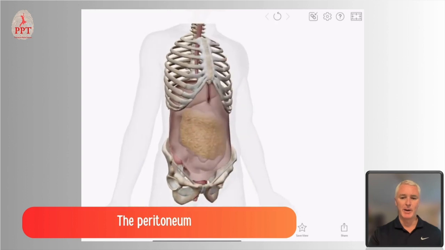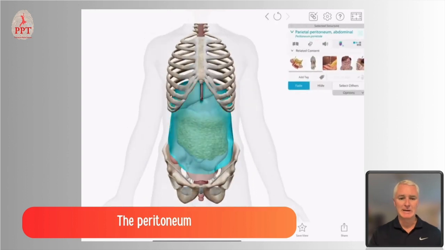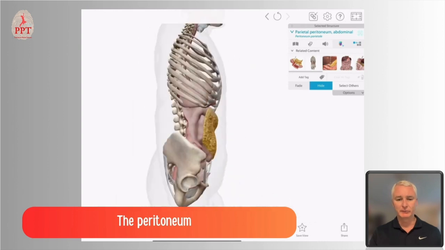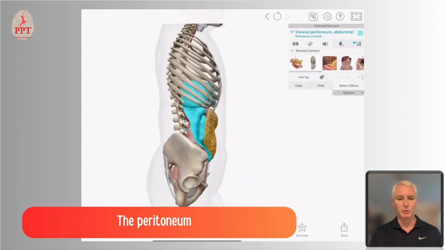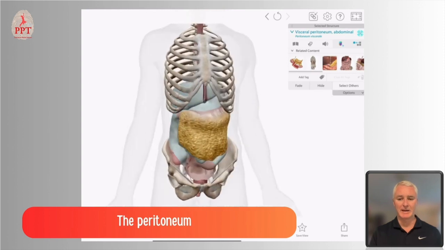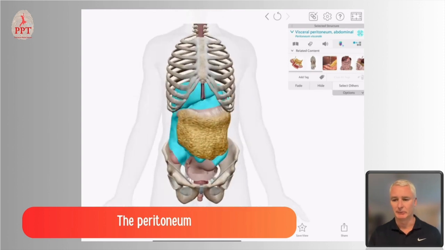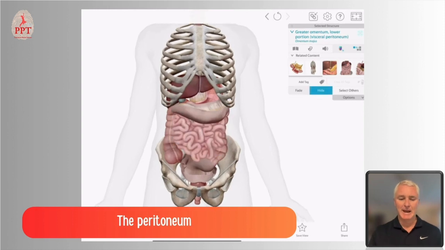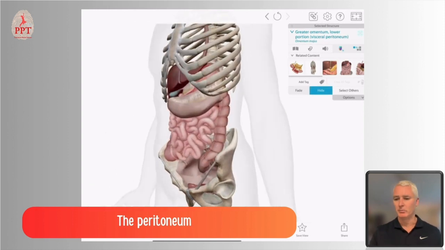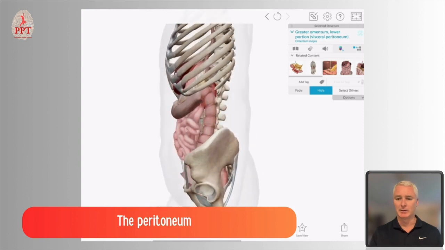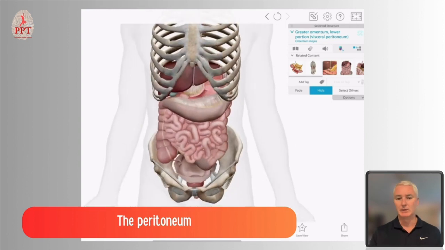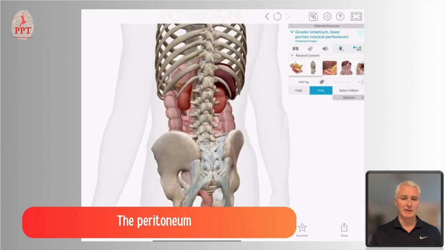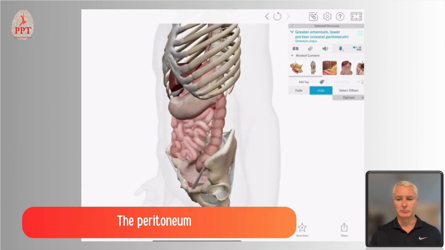Now, the parietal peritoneum lines the internal surface of the abdominal and pelvic wall, and the visceral peritoneum lines the walls of the organs. They're all part of the same piece of tissue, they're just named a little bit differently. The two of them are connected via ligaments from the liver, and they've got some fancy names like the falciform ligament and the coronary ligament, and we've got some triangular ligaments around the liver. But essentially, it's the liver that's connecting that parietal and visceral peritoneum.